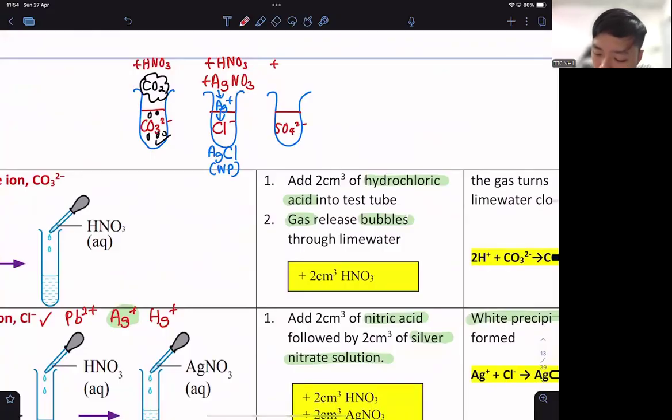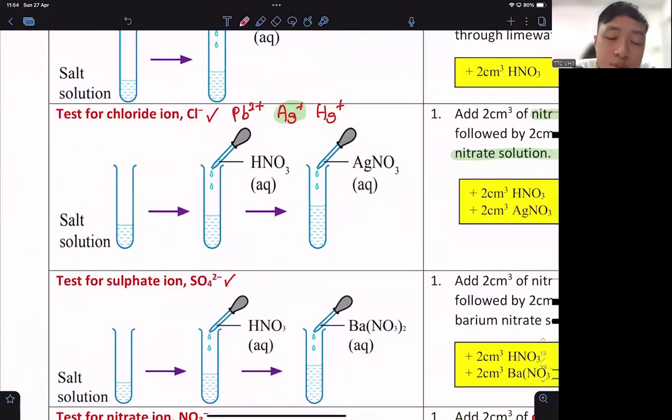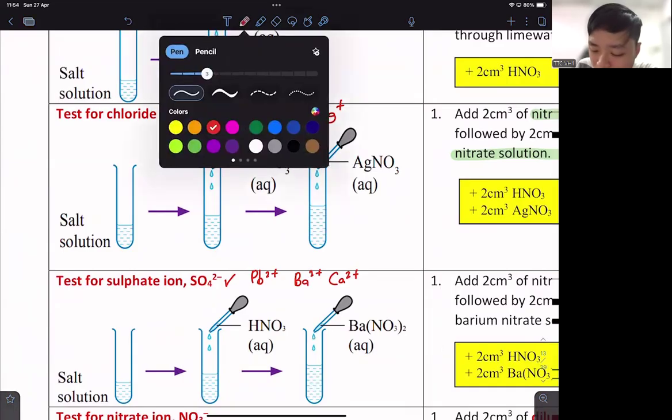I add HNO3 first to make sure there is no bubble inside, to confirm it is not carbonate ion first. Then I ask you the same question: most sulfates are soluble, except what? If you have Pb2 plus, Ba2 plus, and Ca2 plus inside, isn't it? This one you remember: PbBaCa, persatuan basa Cina.